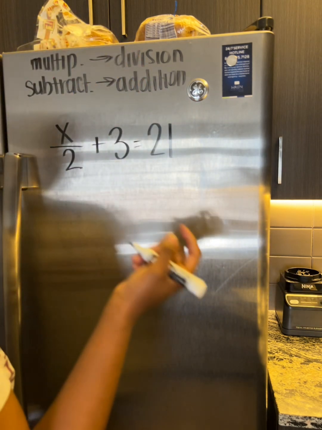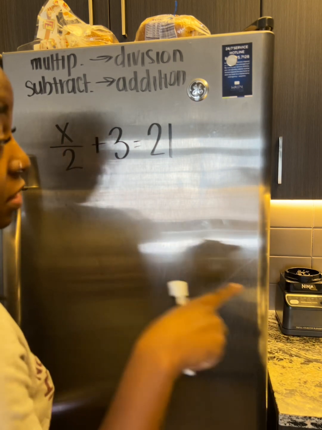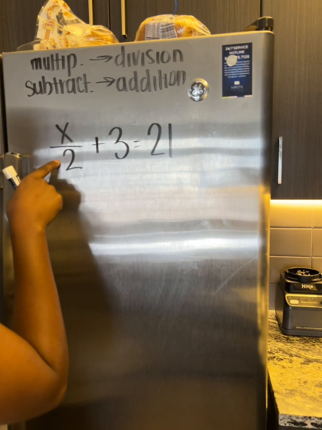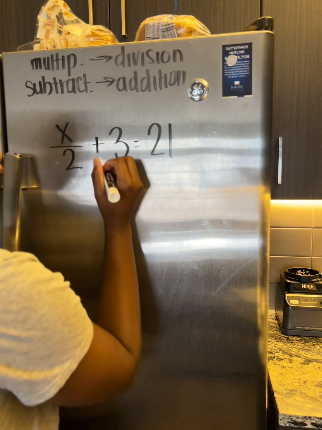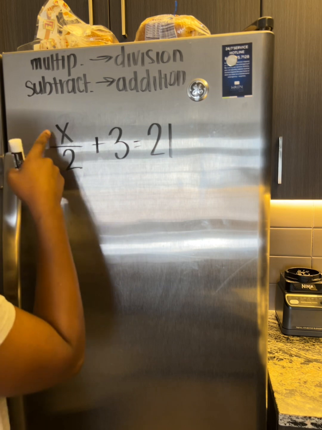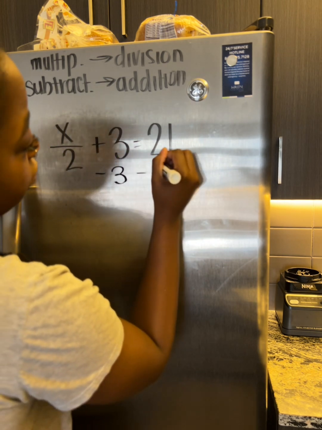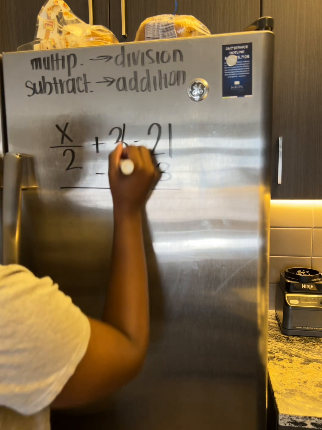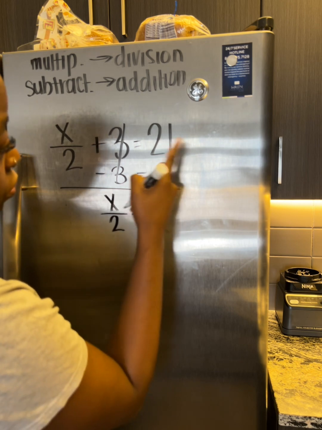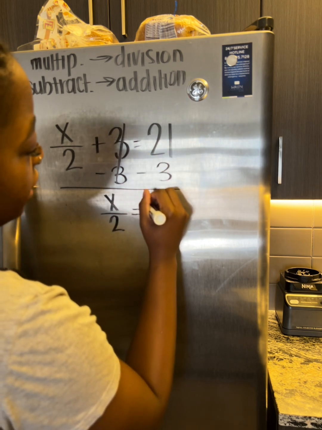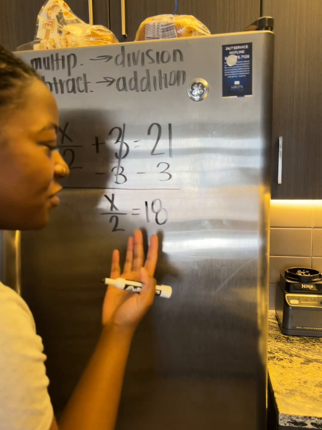Okay. I am obviously dividing in this and I'm adding 3. So I need to do the opposite of both of them. So if I'm dividing, I know I'm going to need to multiply at some time. If I'm adding, I know I'm going to need to subtract at some point, right? So I'm going to subtract 3 because that's the one that's not connected to my variable. And it's just going to be easier to move first. So subtract 3. That leaves me with x over 2 equals 18. Okay? And I have a one-step division problem.